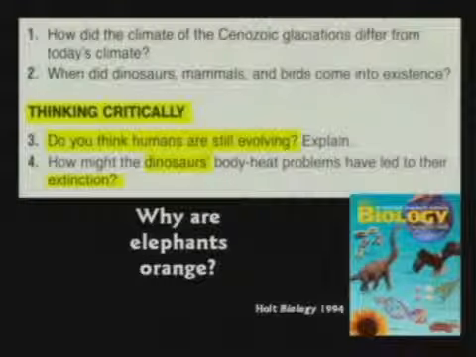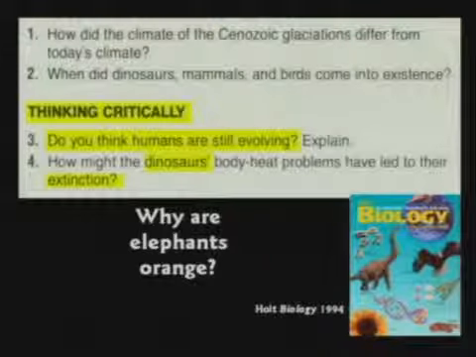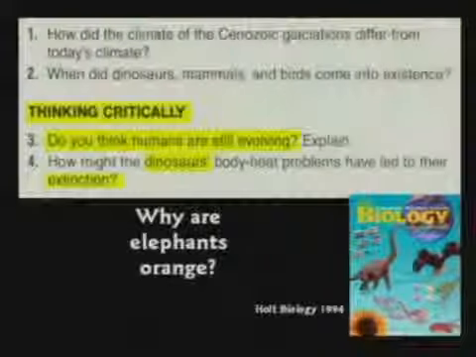Then they say, how might the dinosaurs' body heat problems have led to their extinction? They got two assumptions in that one. How do you know they had body heat problems and how do you know they're extinct? You can't prove the extinction of anything. Well, unless you're in all places at all times at the same time. Watch video number 3 about dinosaurs.